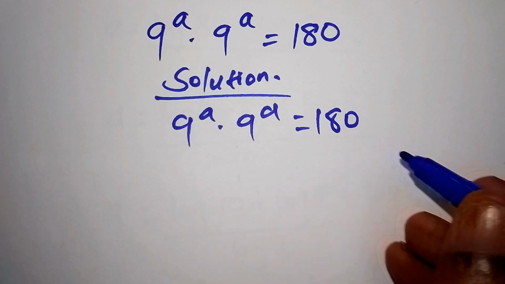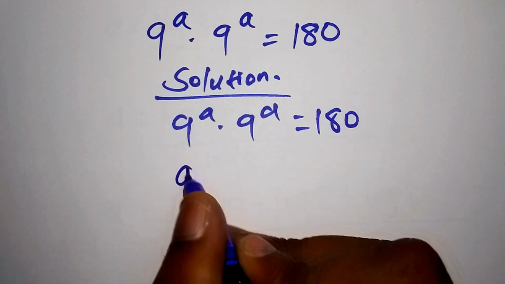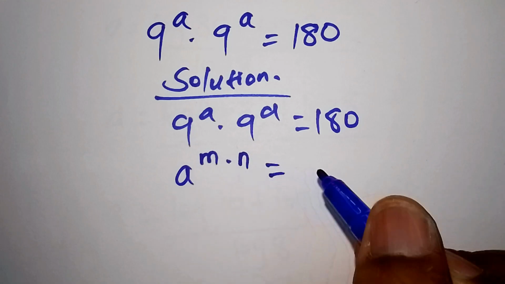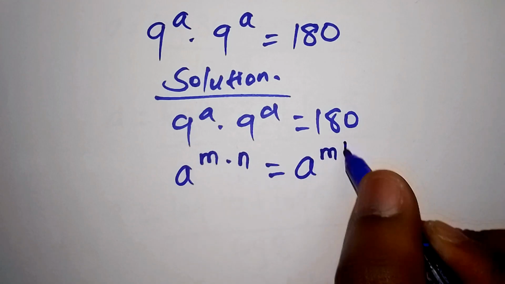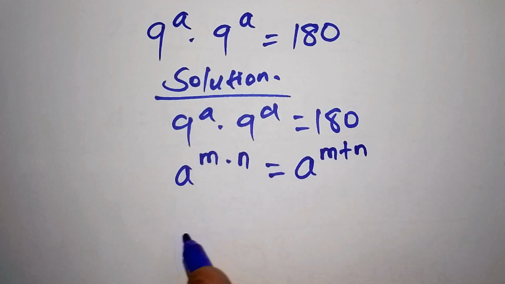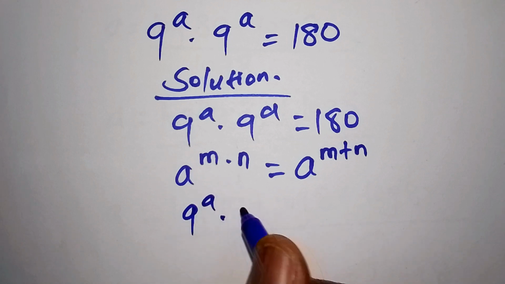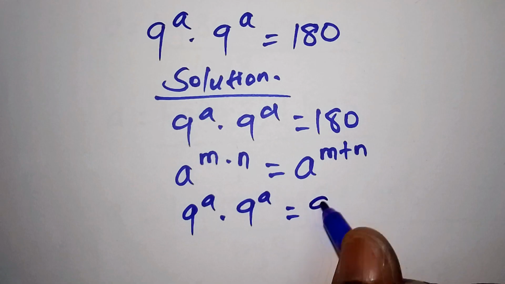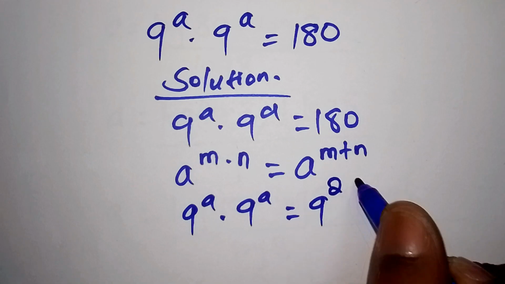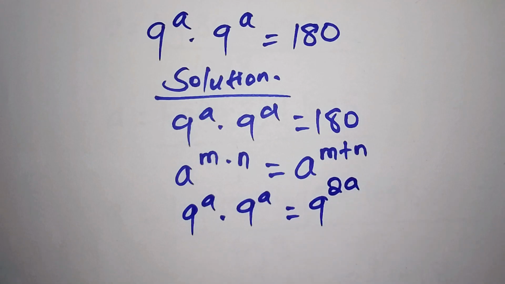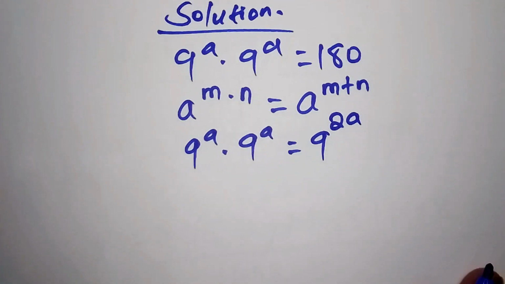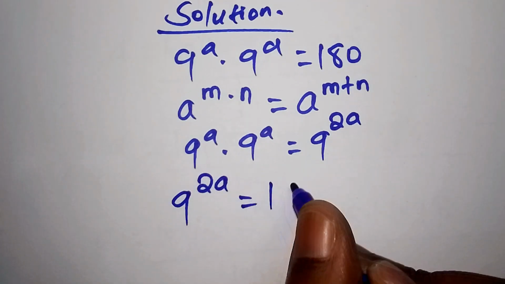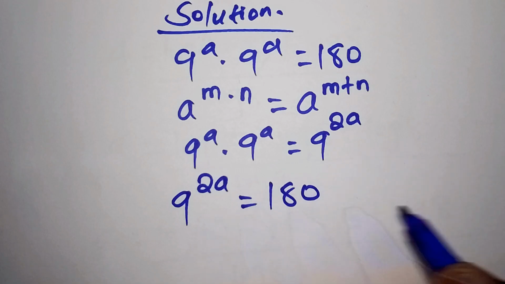Let's simplify. The first thing that you need to do, assuming that you have a to the power of m, multiplied by a to the power of n, this can be written as a to the power of m plus n. Since you know that, our 9 to the power of a multiplied by 9 to the power of a, we can have it as 9 to the power of 2a, because a plus a is 2a. That means 9 to the power of 2a is equal to 180. So this is what we are solving.